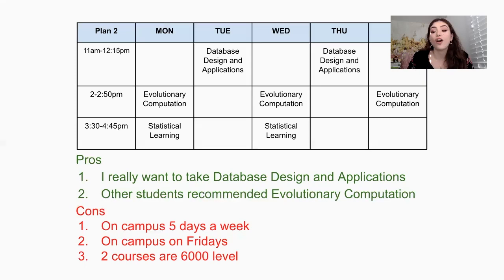And then some of the cons, with this schedule, I would be on campus 5 days a week, on campus on Fridays. And I also have 2 courses here, which are 6,000 level. And I really need to be focusing on my 7,000 level courses.